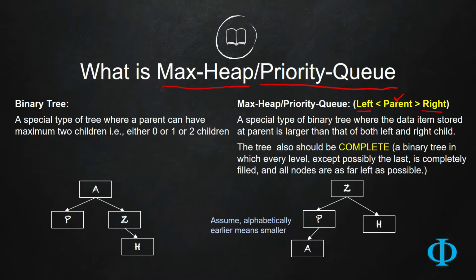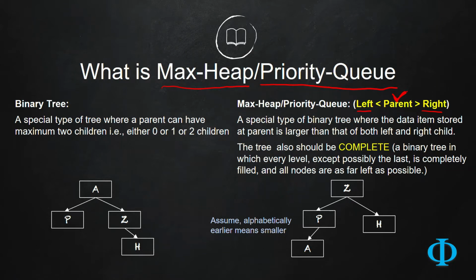So here comes the notion of the priority. By seeing this relation, it seems that the priority of the parent node is greater than both of its children. So that is why the name priority queue is given. And why MaxHeap? As you can understand, among the left, parent and right, among these three nodes, parent has the maximum value. That is why it is called MaxHeap. So that is the justification of the name.